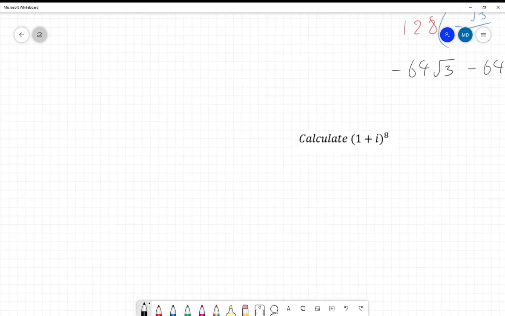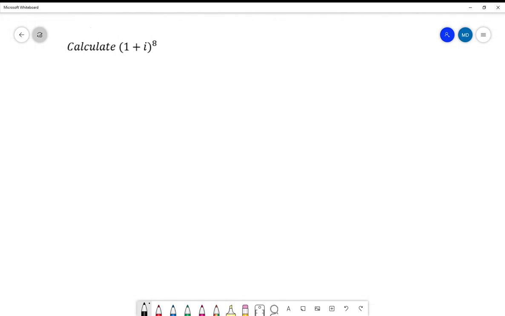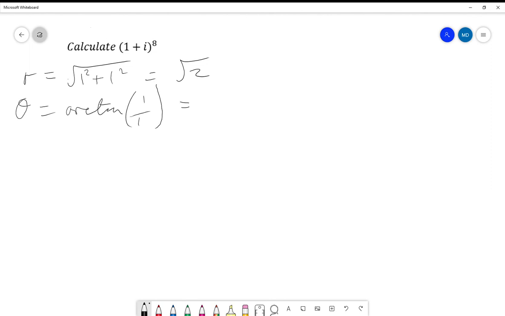Last example before I finish. Calculate 1 plus i to the power of 8. So r is equal to the square root of 1 plus 1, which is the square root of 2. Theta is equal to arctan of 1 over 1, which is equal to pi over 4. And so what we're doing is we're doing root 2 multiplied by cosine of pi over 4 plus i sine of pi over 4, all raised to the power of 8.